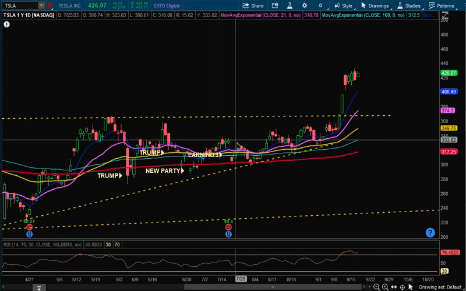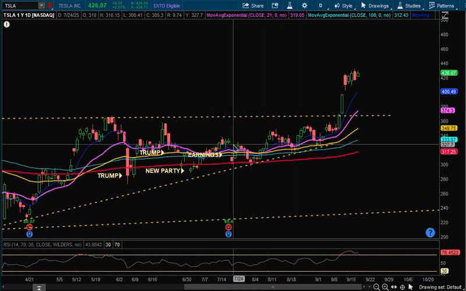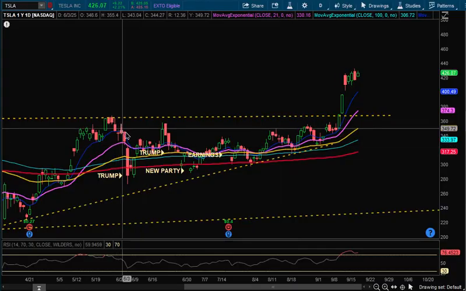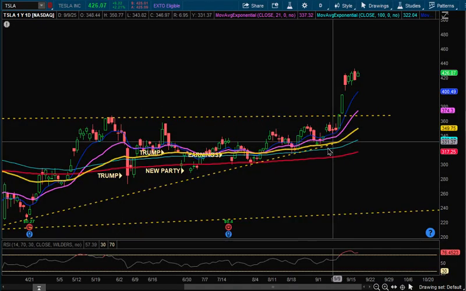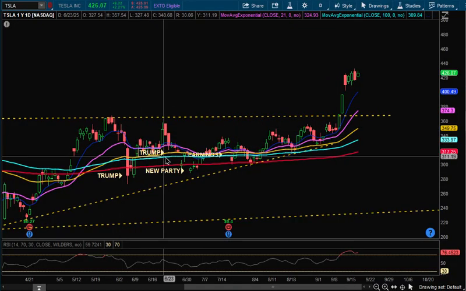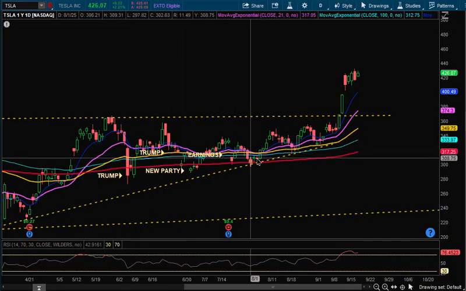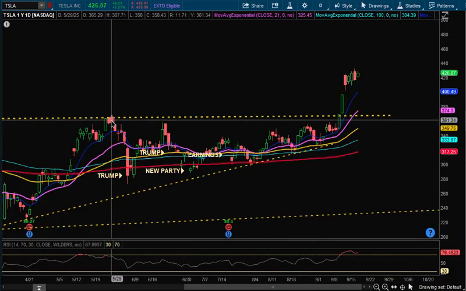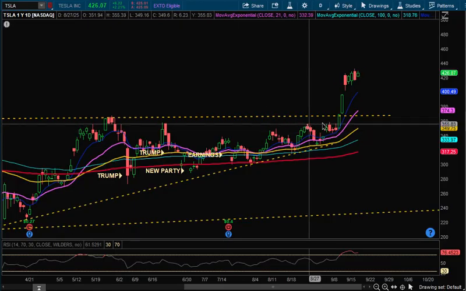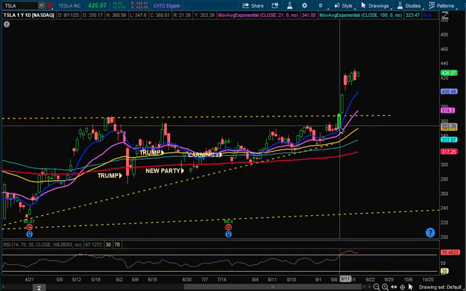And it started making higher highs and higher lows, forming a decent base, which is also like a cup-shaped situation. It's not a cup, but it's a cup-shaped base that Tesla was forming from here, which is May 29th, up to now here on 9/11, when it broke out with vengeance.